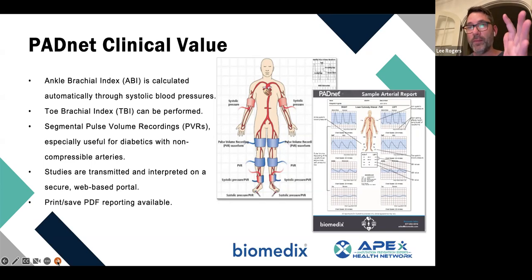But if you're looking at numbers, an ABI or a TBI, and then you compare that and consider the pulse volume recording, this gives you a graph, and you can see those graphs over here on the right. What people are saying now, we used to say triphasic, but it's really multiphasic. It's hard sometimes to see all three waveforms, but you want to see multiphasic flow versus monophasic flow. If you see monophasic flow, then you should realize that the indices cannot really be relied upon in that case. But if you see multiphasic flow, then you can rely upon the indices.